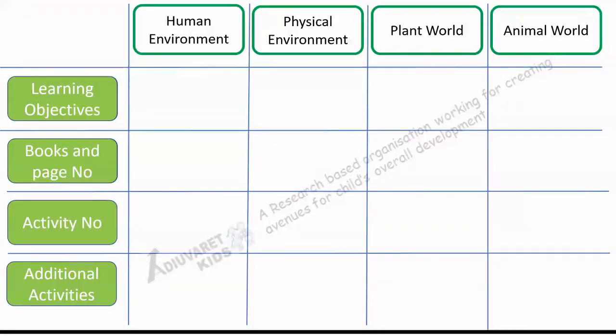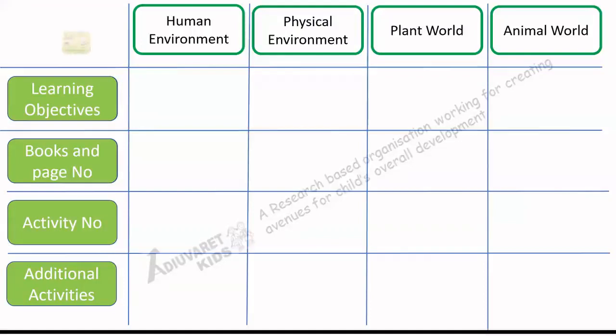One is human environment, and details we have already discussed in our syllabus. Physical environment, plant world and animal world. So these 4 soft skills have to be kept in the weekly teaching schedule. And pedagogical components are learning objective, books and page number, activity number and additional activities related to those things.